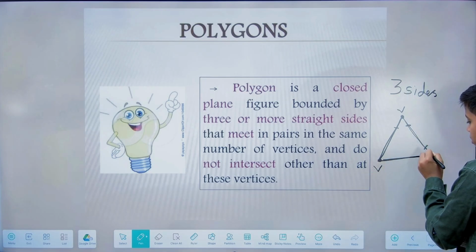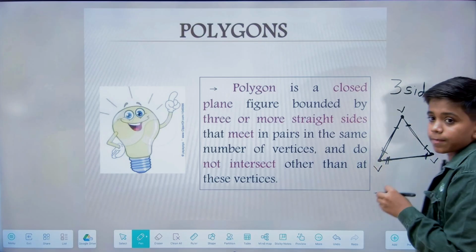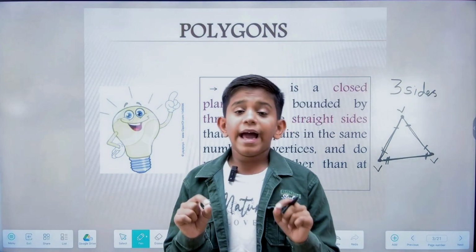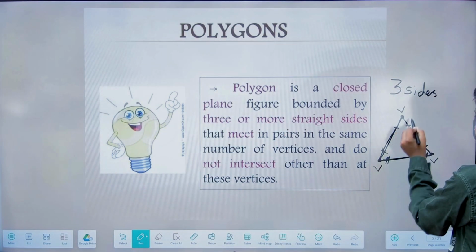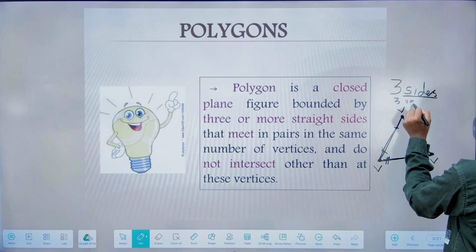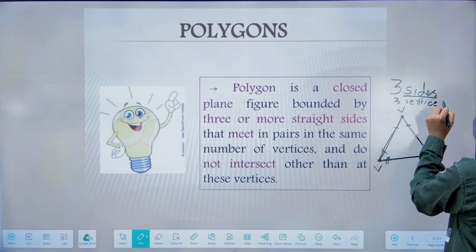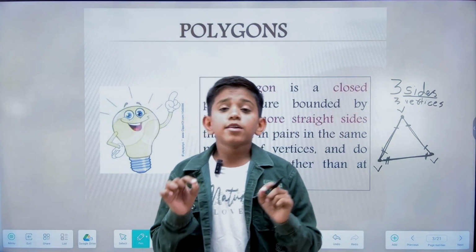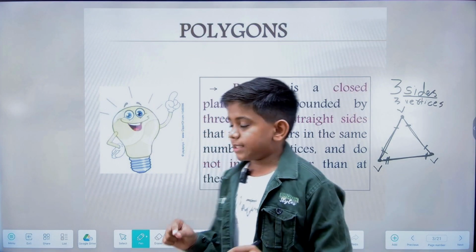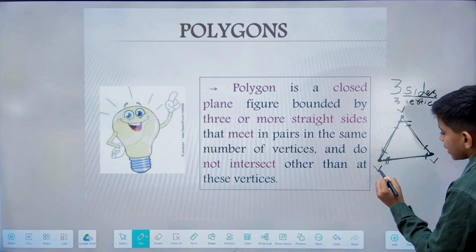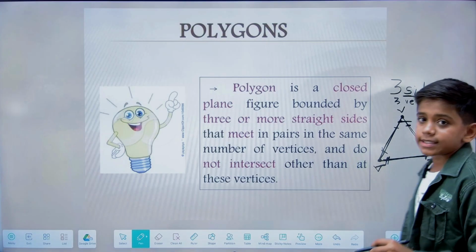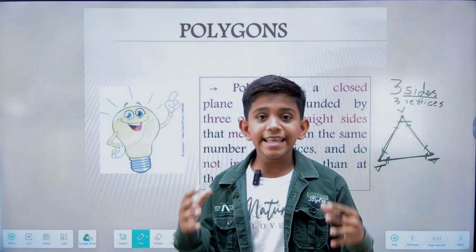Here two lines meet. Here also two lines meet. And there are the same number of vertices. Three sides, three vertices. And they do not intersect other than at these three vertices. They intersect only at these three vertices. Other than these vertices, they do not intersect at any point.